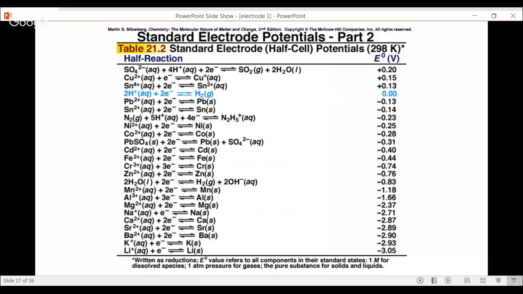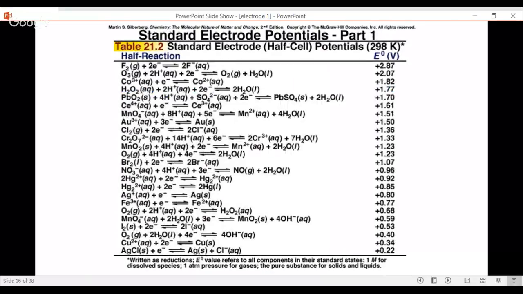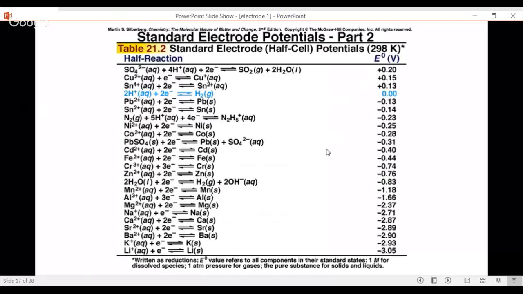Okay, these two tables are all the values that are given. We will have a very small discussion here to remember all these numbers. Okay, you need not remember absolute numbers, but at least the magnitudes of this. We have already seen that the highest positive value is fluorine getting reduced to fluoride ion, plus 2.87. The highest negative value is lithium ion plus electron getting reduced to lithium, that is minus 3.05.